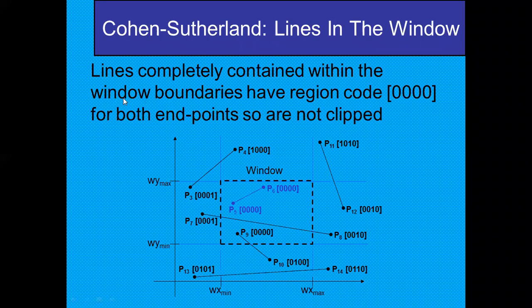Lines completely contained within the window boundaries have region code 0000. Both endpoints are within the boundaries, so they are not clipped. Here the code is already 0000, so there is no need to clip, because this line lies completely inside the window.